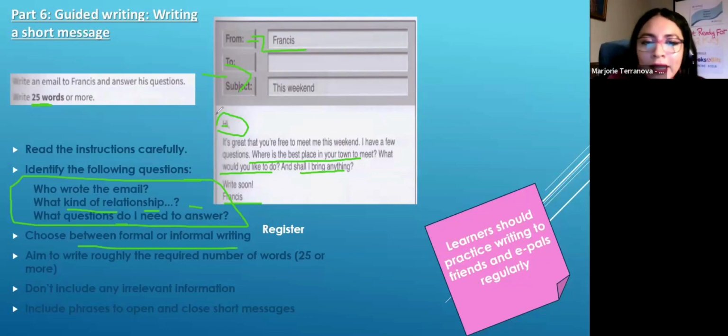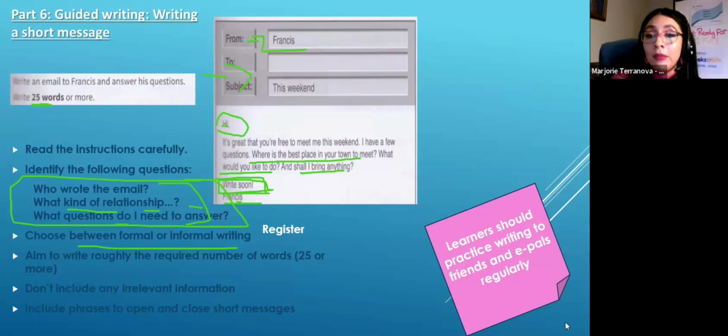And then you can even copy the same farewell expression, write soon, and then your name. And that's everything that you need to do. That's how you expose your students to this kind of activities. But these 3 questions are a clue before you start with this exercise.